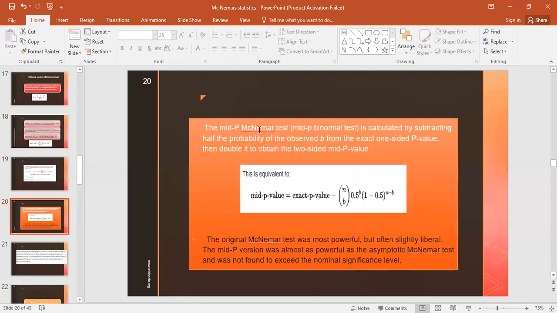The mid-P McNemar test is calculated by subtracting half the probability of the observed B from the exact one-sided p-value, then doubling it to obtain the two-sided mid p-value. The mid p-value is another version of the McNemar test, and we find it with the help of this formula. The original McNemar test was most powerful but often slightly liberal. The mid-P version was almost as powerful as the asymptotic McNemar test and was not found to exceed the nominal significance level.